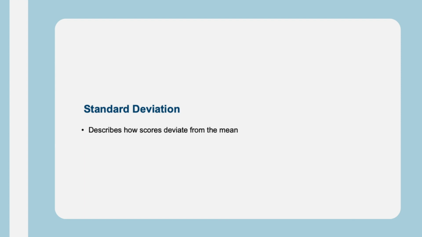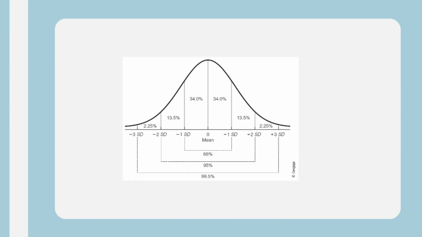Here we have, finally, the standard deviation, and this describes how the scores deviate from the mean. Here is an Explain It Like I'm 5 summary. Imagine your classmates' heights forming a bell-shaped curve. Standard deviation is like checking if everyone's height is close to the middle, the small standard deviation, or if some are much taller or shorter, which would give a big standard deviation.